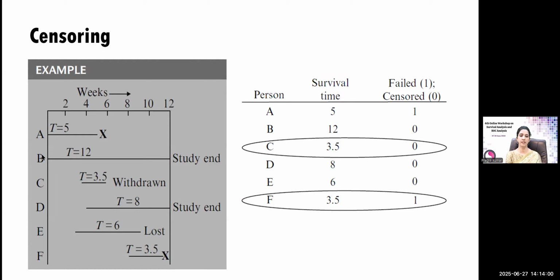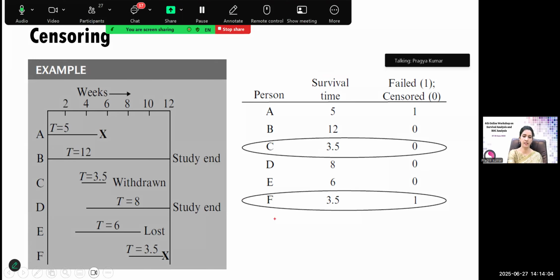You can see these are the ABCD, 6 people. This example I have taken from the Kleinbaum. They are the sixth individual. The first individual has followed up till 5 weeks and he has developed this outcome.